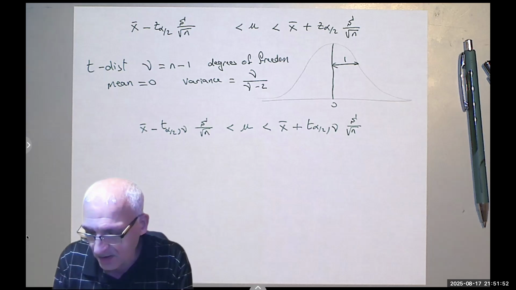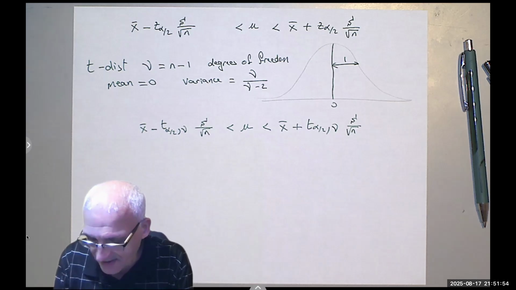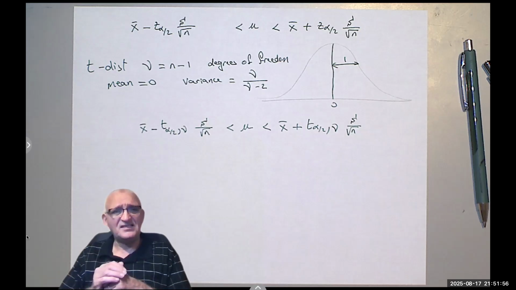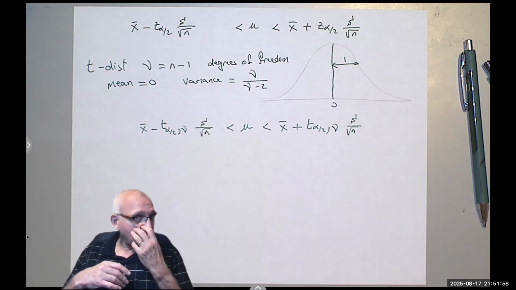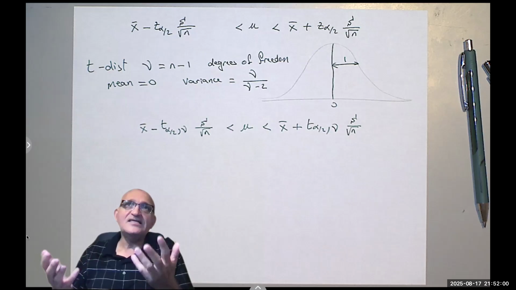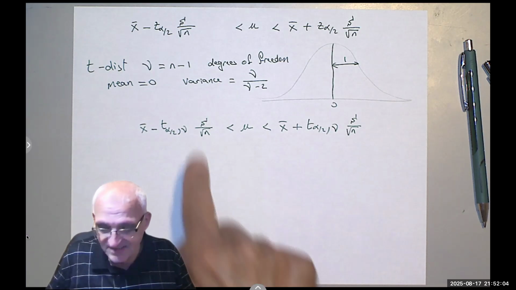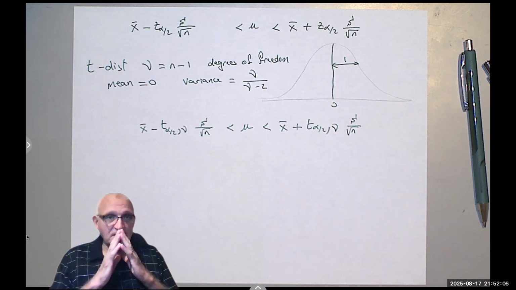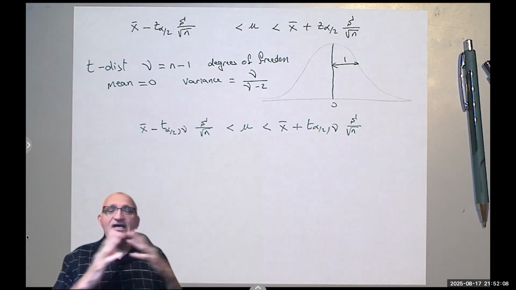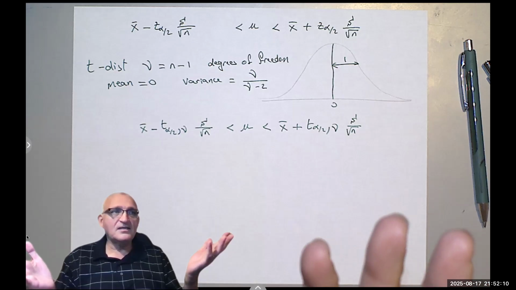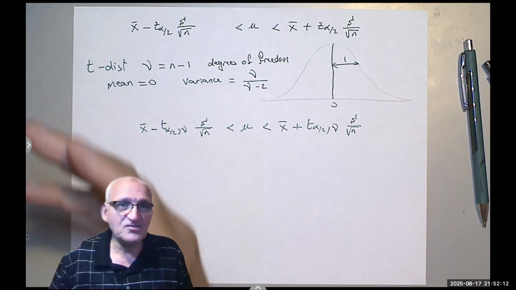Now, so how do we calculate the t? Of course, there are tables, but the problem with the t is that it's not like the z. Why? Because there is a degrees of freedom. So we cannot develop a lot of tables, right?